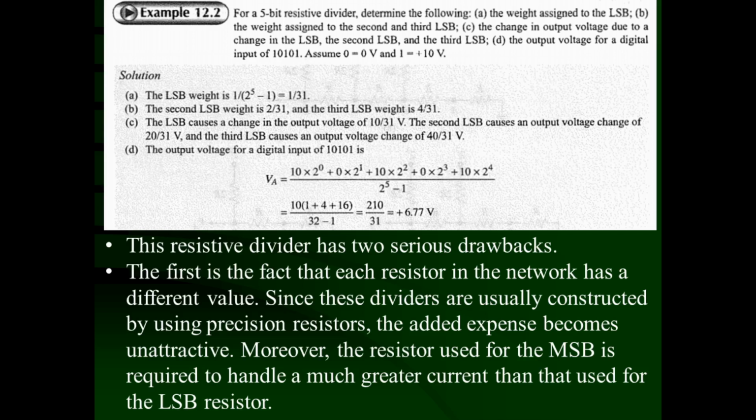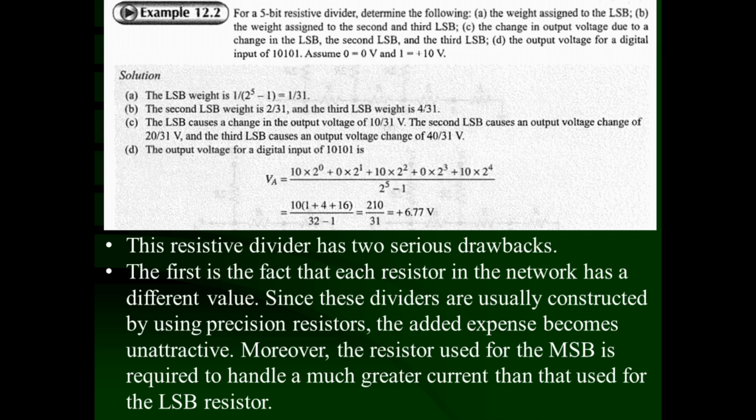Now, we are getting the solutions. So, first we have to find out the weight assigned to the LSB. The weight assigned to the LSB is 1 upon 2 raised to n minus 1. Here there is a 5-bit system, so 1 upon 2 raised to 5 minus 1, 1 upon 32 minus 1, that is equal to 1 upon 31, is the LSB weight assigned.